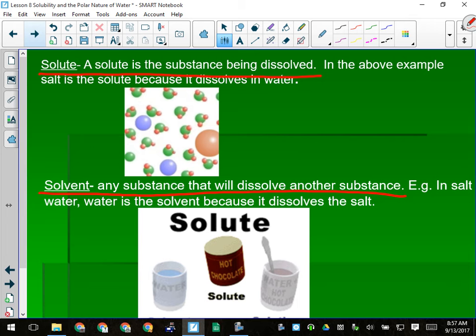We're not going to look at concentrations. You'll do that in Chem 20. In fact, it's one of the first things you do. Okay, so if we have salt and water, salt is the solute, water is the solvent. If you make hot chocolate, the powdered mix is the solute, and the water is the solvent. Okay, and so on and so on.